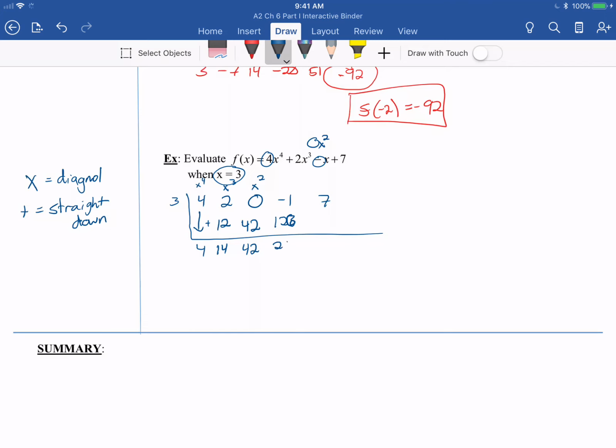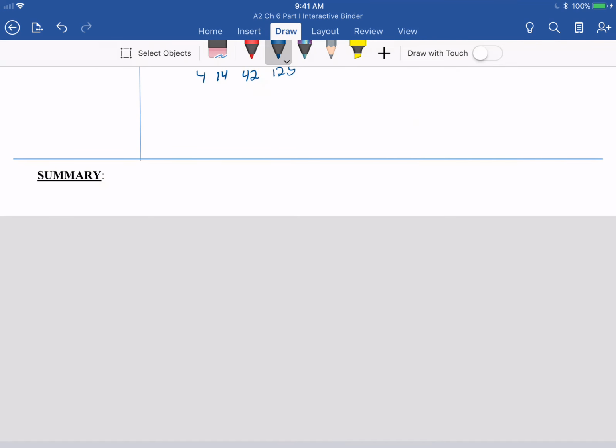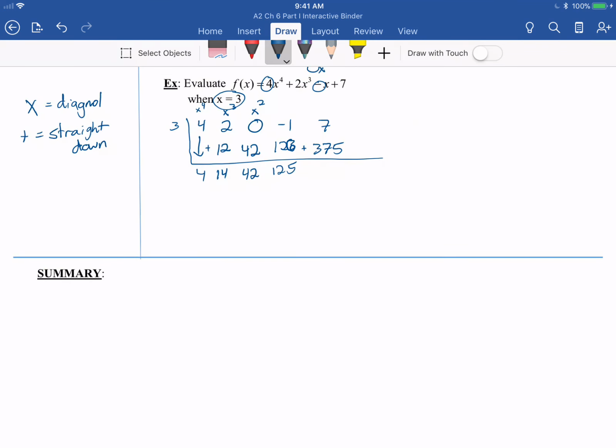That gives me 125. Excuse me, Mr. Laxton, 125. You cannot write today at 125. Multiply there again, that is 375. Add straight down for my final answer, which is going to be 382. Okay, so that last number is going to be my answer. So f of 3 equals 382.